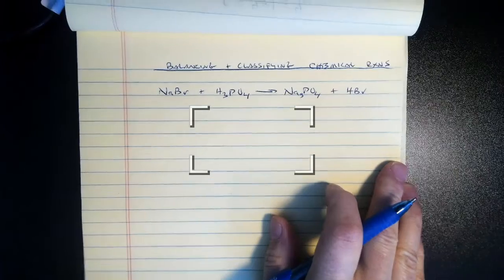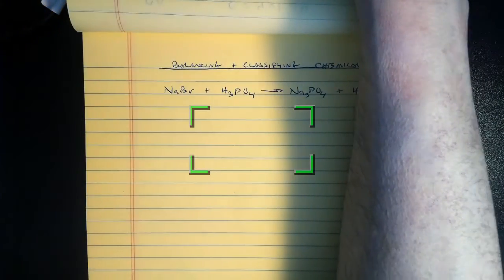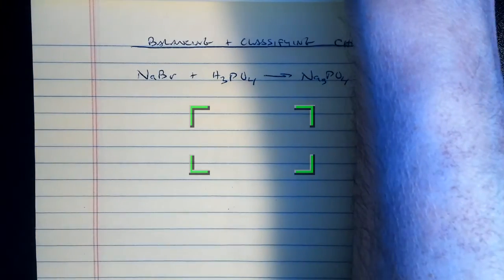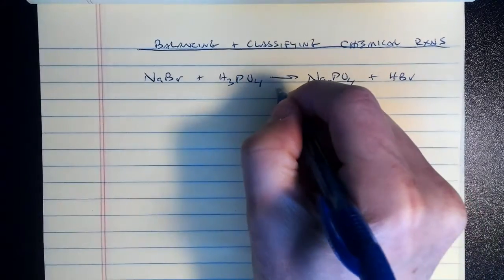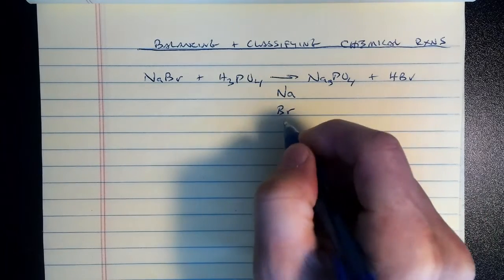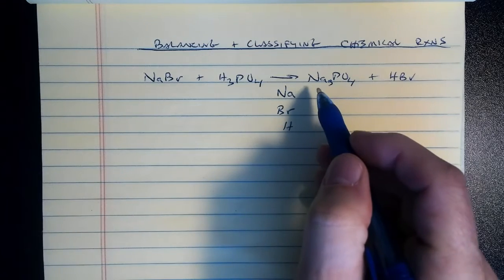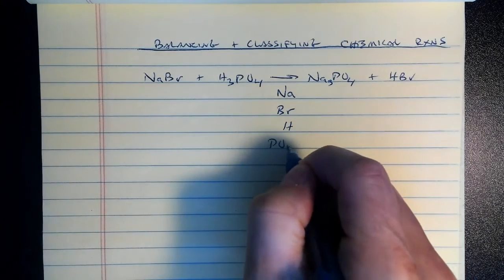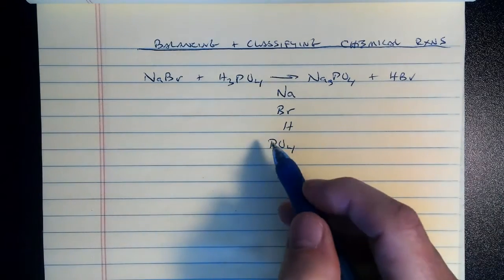So we're going to break it down. Let's get a little bit closer so we can see a little bit better. We're going to put our single elements under the arrow, and we have H. Because this is a polyatomic ion, we're going to keep it together, so we're going to have PO4. Now we're going to count them up on both sides and see what we have.